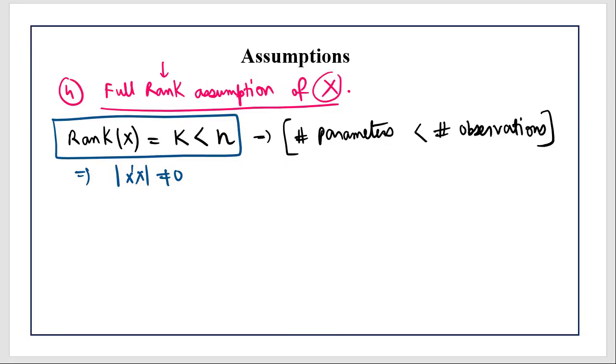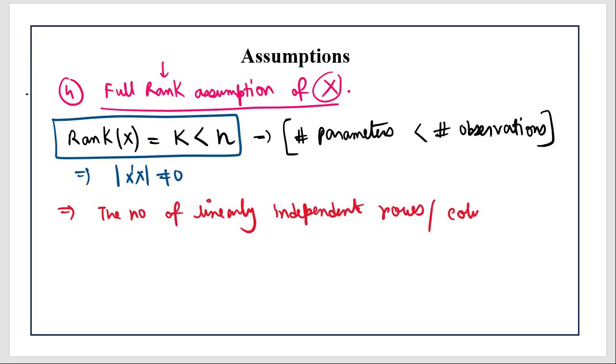Why is this so? Do you remember the definition of the rank of a matrix? The rank of a matrix basically means the number of linearly independent rows or columns of a matrix is called the rank. Right, this is the rank of a matrix.